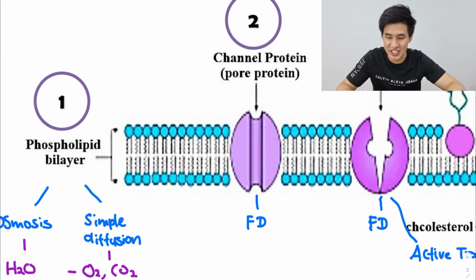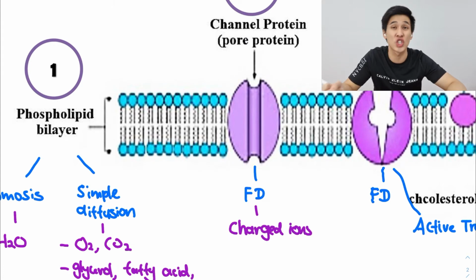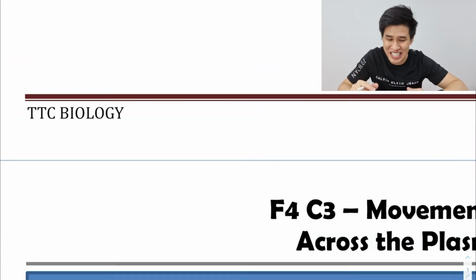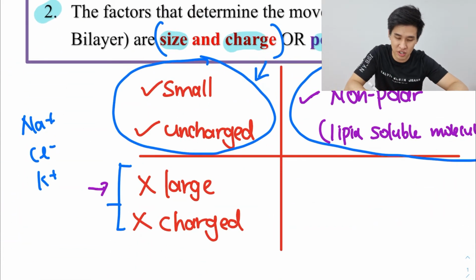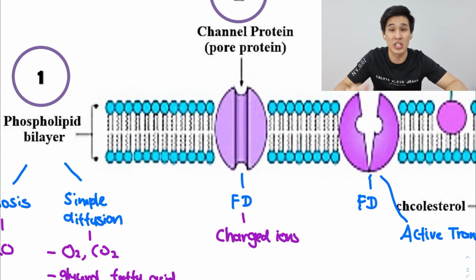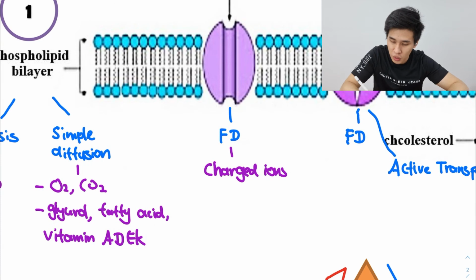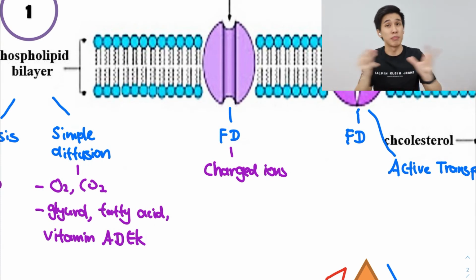Now let's look at facilitated diffusion at the channel first. Facilitated diffusion at the channel protein typically allows charged molecules, charged ions, to pass through. Charge does not fulfill the criteria for the phospholipid bilayer, so I'm being blocked. I have to sneak past through the back door, which is the channel protein. Examples of ions again are sodium, potassium, chlorine, those kinds of charge, plus or minus one.